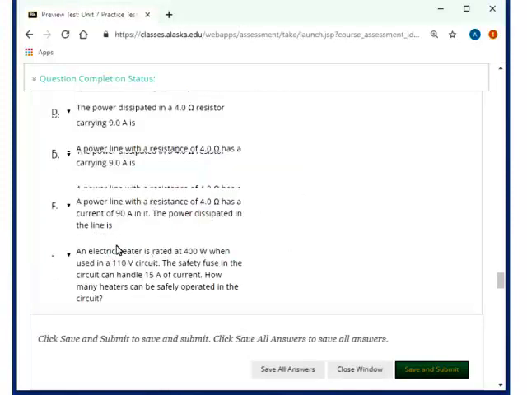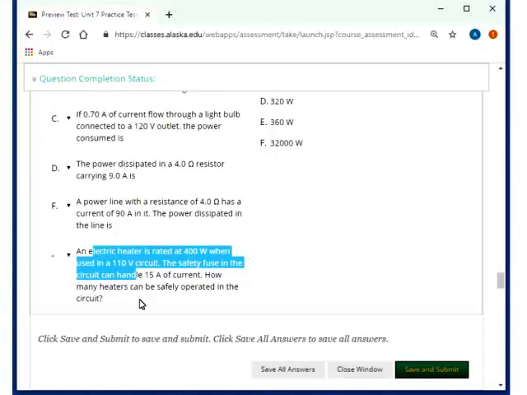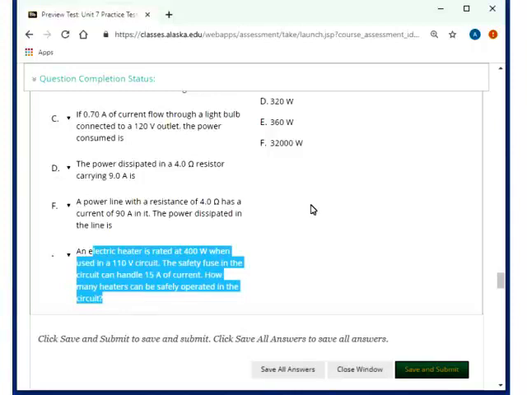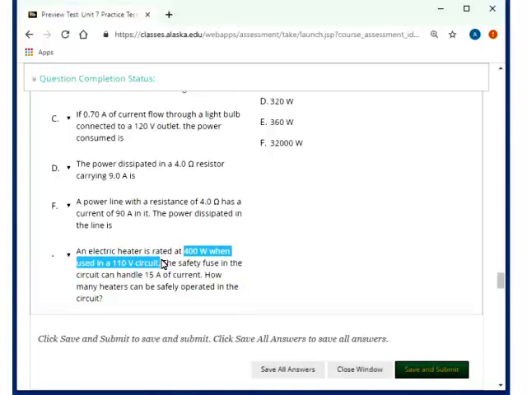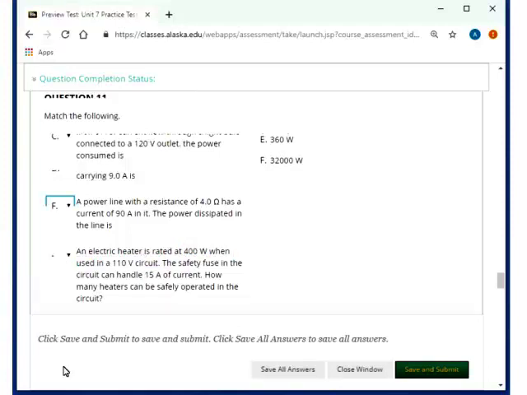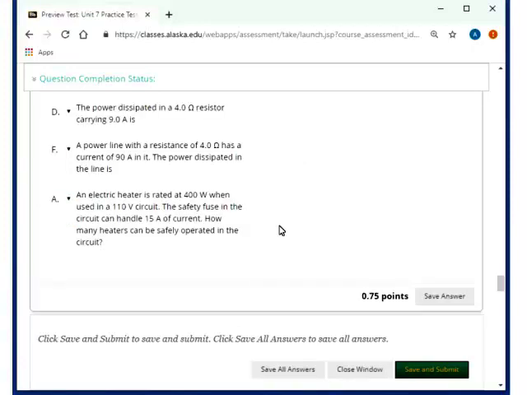Right. Electric heater is rated at 400 watts when used in a 110 volt circuit. The safety fuse in the circuit can handle 15 amps of current. So 400 watts divided by 110 volts means that the electric heater gets in the neighborhood of 3.6. Let's see, 400 divided by 110. Yeah, 3.64 amps. Then you plug in a second heater, well, that increases the current. So you can plug in a total of four, there it is, four or less such heaters, because 4 times 3.6 is going to be in the neighborhood of 14.4 amps, and then you're within the 15 amps.